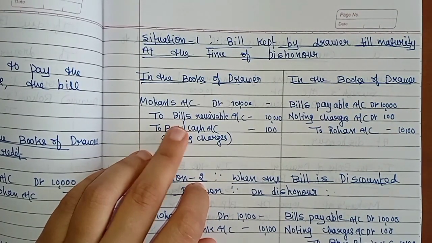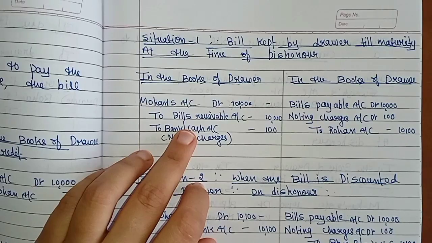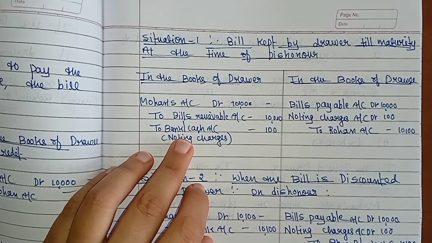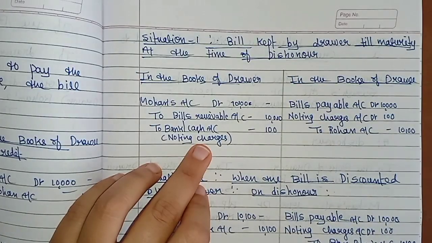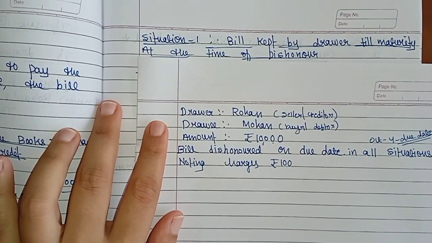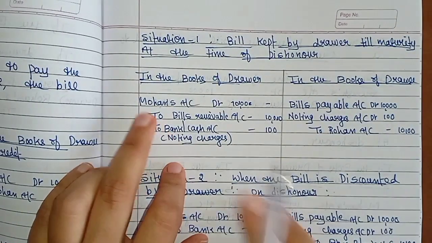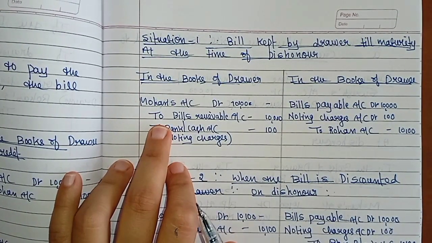First, in the books of drawer, Mohan's account debtor to bills receivable account and to bank or cash account. This is the noting charges. See, in the problem we have seen that noting charges, that is rupees 100. So what is the meaning of this entry? Why is Mohan's account debited?